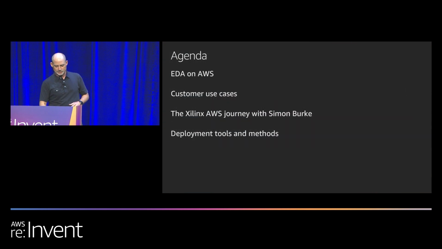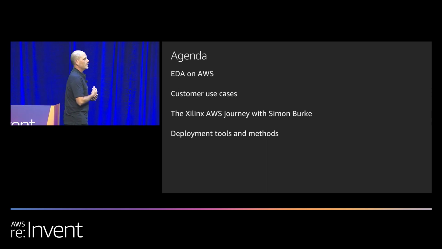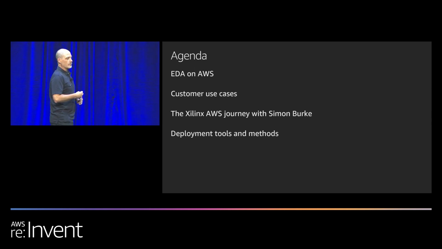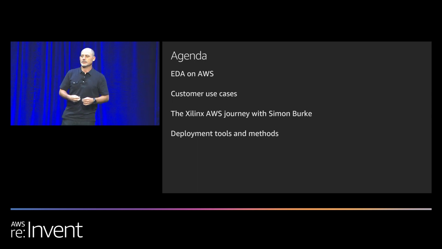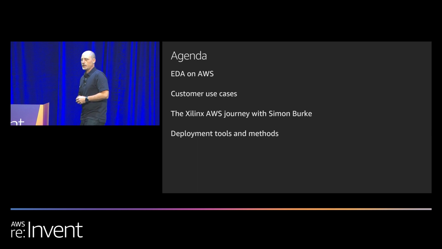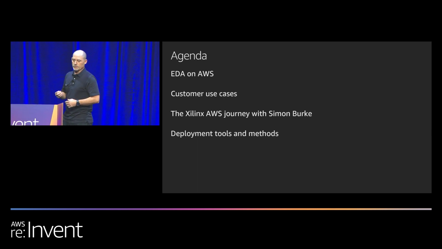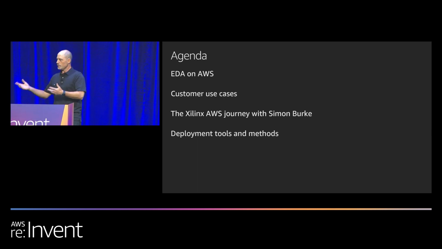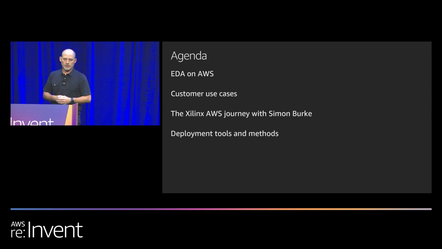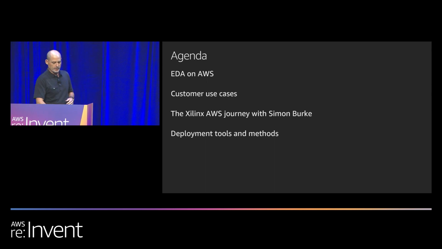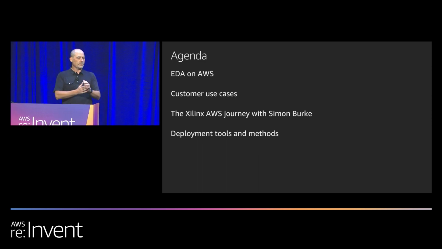There's the abstract, just in case you needed it. So this is what I'll cover. EDA and AWS, so really looking at the instance types, some of our storage options, some of the architectures that we have out there now. And then I'll also touch on a few customer use cases. And then we'll have Simon come up and he'll cover again his AWS journey. And then lastly, and hopefully there's time, I did want to touch on a few of the deployment tools and methods and some workshops that we have out there right now.